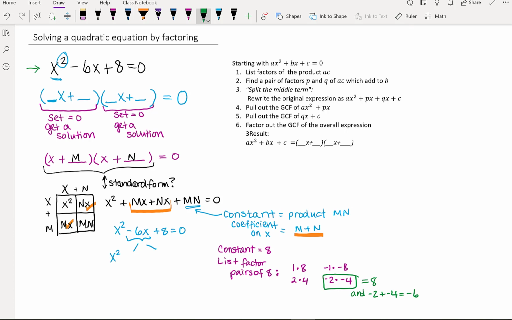So I can go and rewrite negative 6x as minus 2x minus 4x, and then drop in my plus 8 term, and quickly see here that that gave me my two factors, x minus 2 times x minus 4. And since I know that that product is 0, I know that either x minus 2 equals 0, in which case x is 2, or x minus 4 equals 0, in which case x is 4.